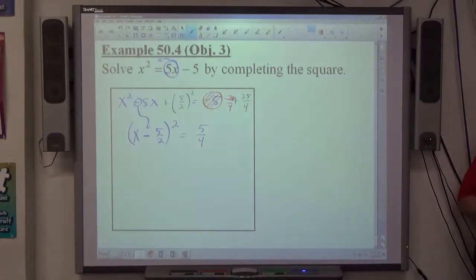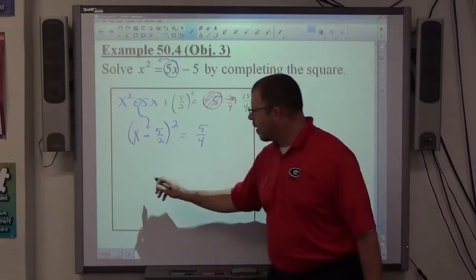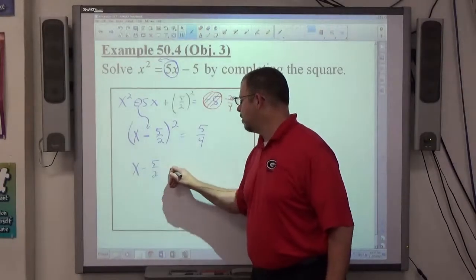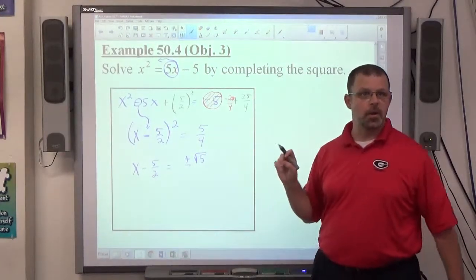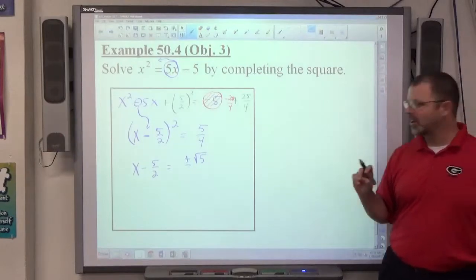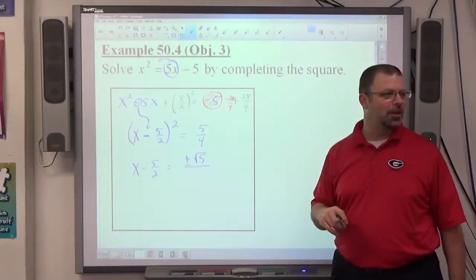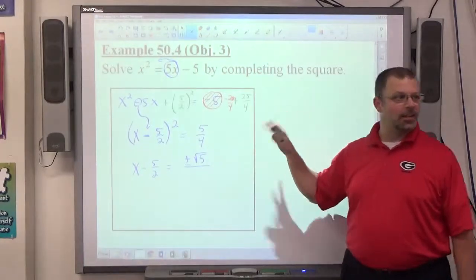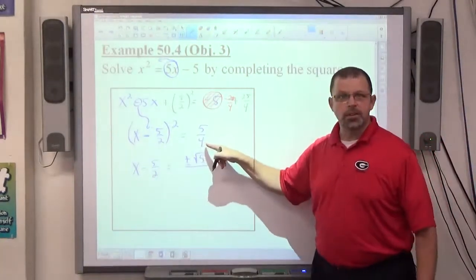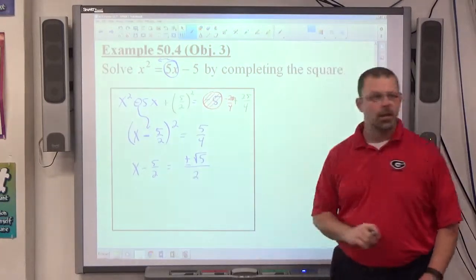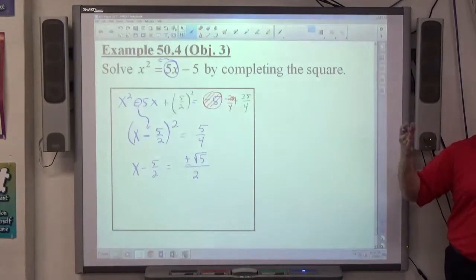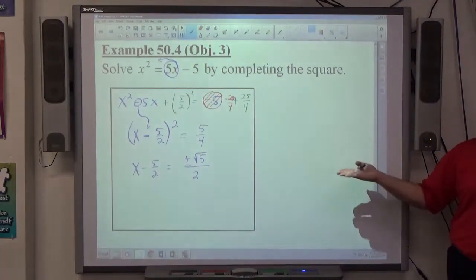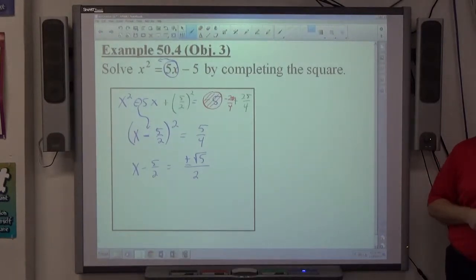So we create the structure we're looking for: binomial squared equals number, so binomial not squared equals the square root of the number. Notice the top is the square root of 5. Anybody know off the top of their head what the square root of 5 is? Me neither. 2.2 something. Leave it as the square root of 5. The square root of 4 is 2. When you take the square root of a fraction, you take the square root of the top and the bottom individually. The top doesn't have an exact square root, so leave it. The bottom does, so take it.